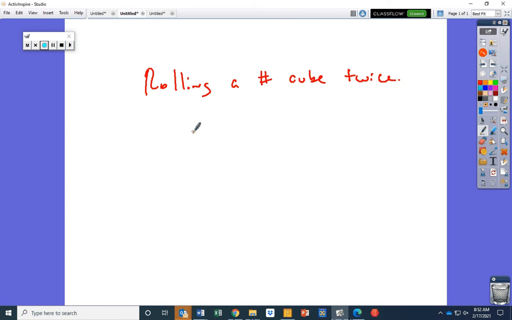How many possibilities are there for the first roll? It can be anything between what? It could be a 1, 2, 3, 4, 5, or 6, right? And then the second one could be anything between 1, 2, 3, 4, 5, 6, right? So how many possible outcomes would there be? 36 total outcomes.